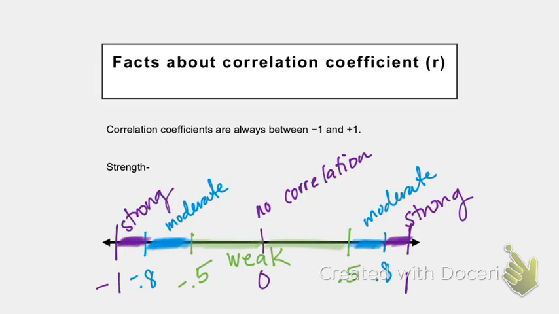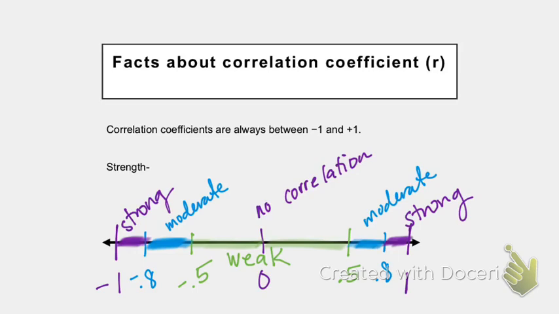So basically, you can have negative strong and positive strong. And that just means the direction in which it's going. But it also depends on how closely the points are related. So it doesn't matter what direction it's in. If the points are really closely related, that can still be strong.